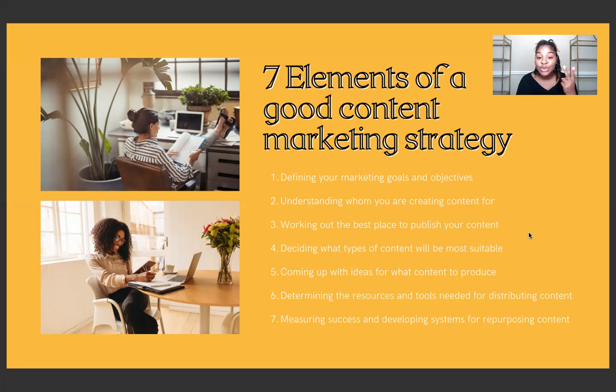Element number 2 is understanding whom you are creating content for. Number 3 is working out the best place to publish your content. Number 4, deciding what types of content will be most suitable. Number 5, coming up with ideas for what content to produce. Number 6, determining the resources and tools needed for distributing content. And number 7, measuring success and developing systems for repurposing your content. So these are the 7 elements of a good content marketing strategy.